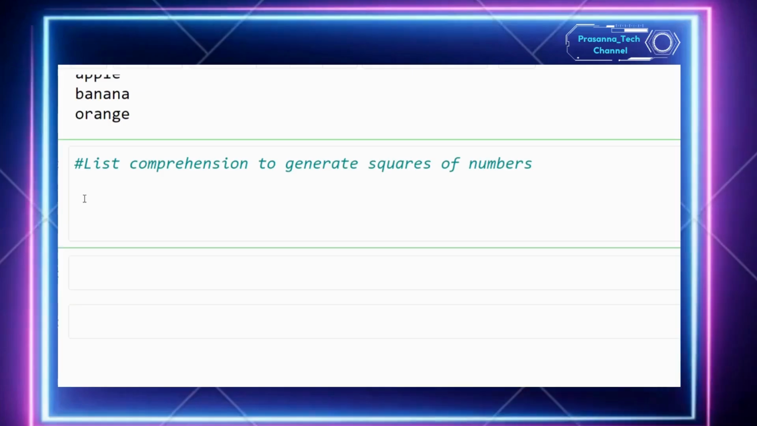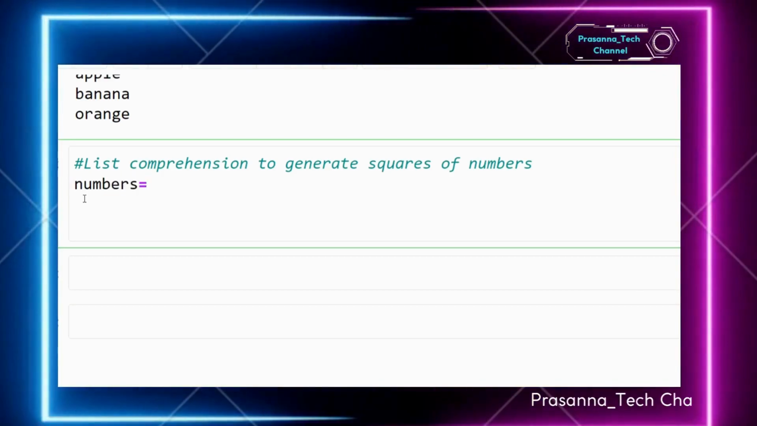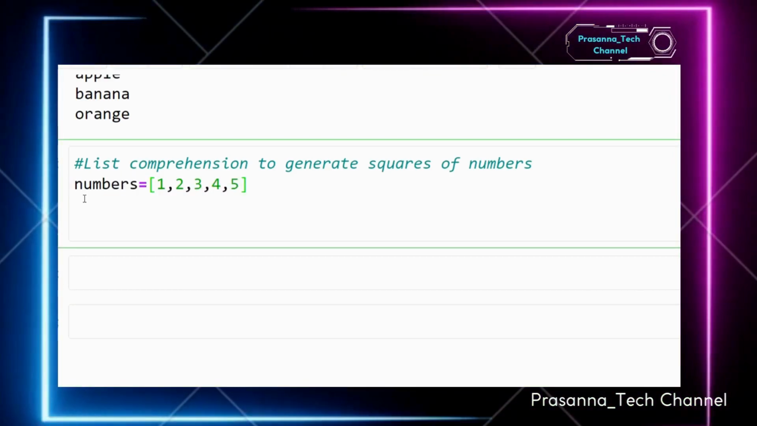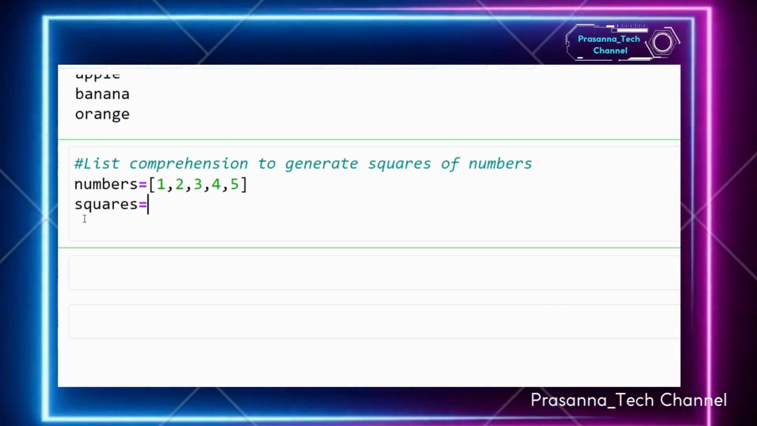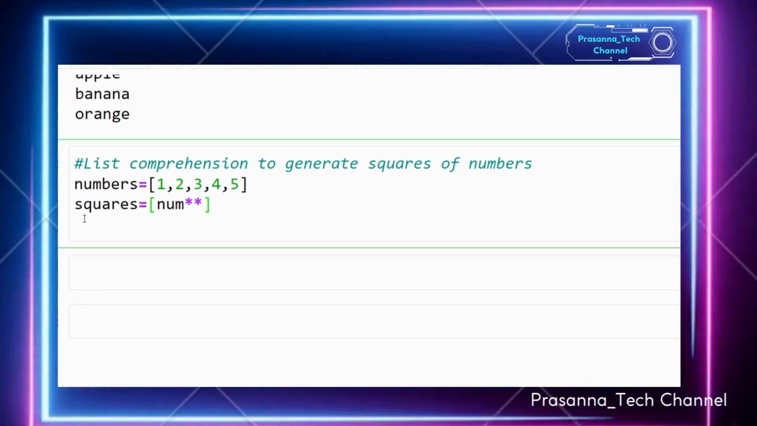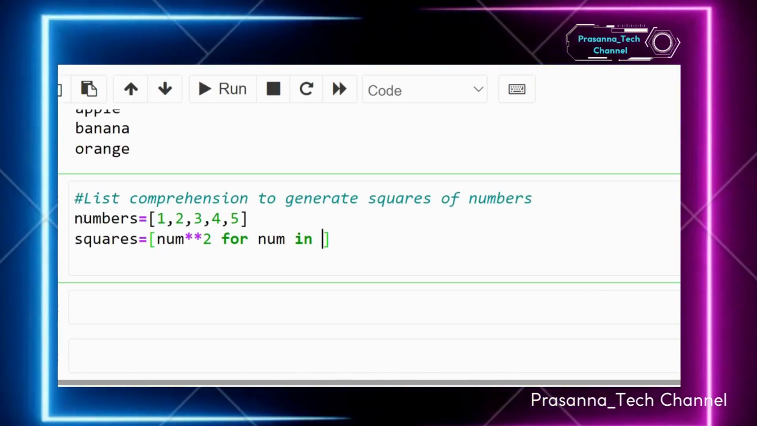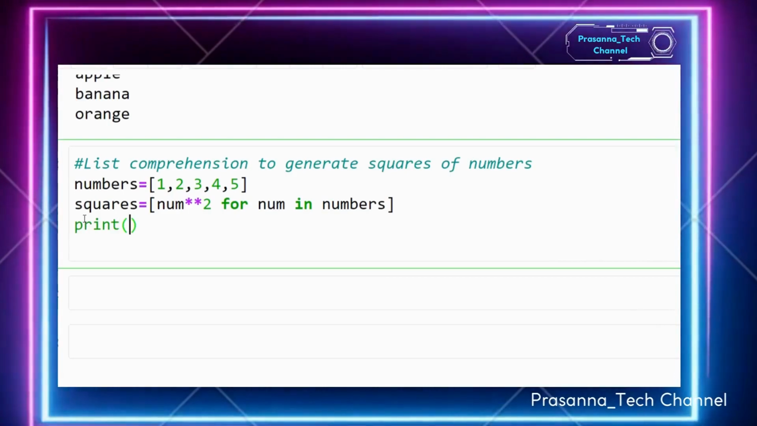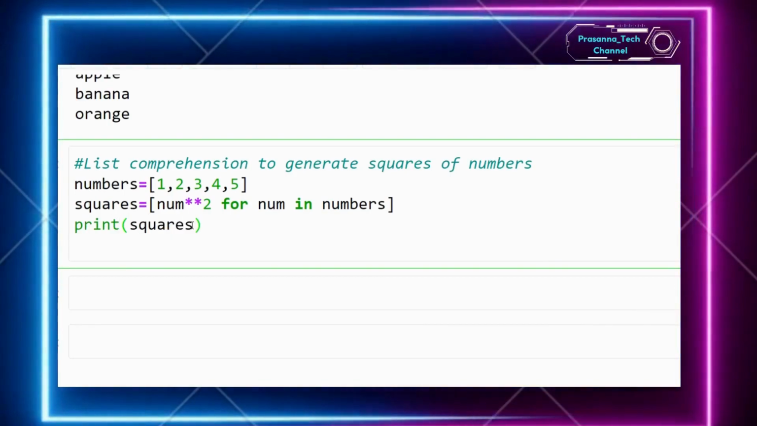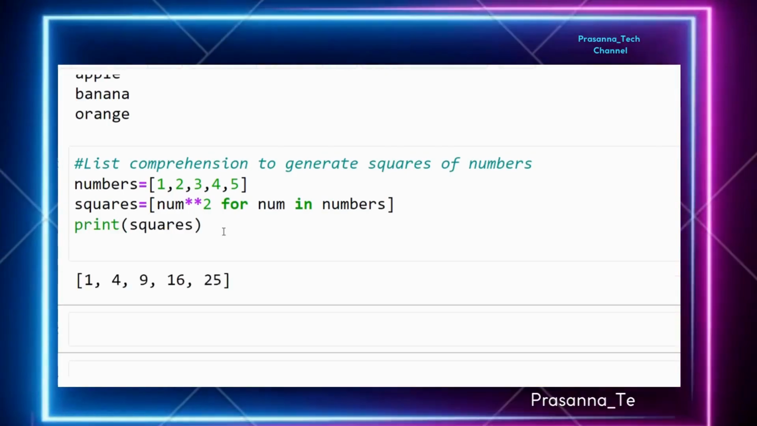Now let's take an example. List comprehension to generate squares of numbers. numbers = [1, 2, 3, 4, 5]. squares = [num ** 2 for num in numbers]. print(squares). And the result is 1, 4, 9, 16, 25.